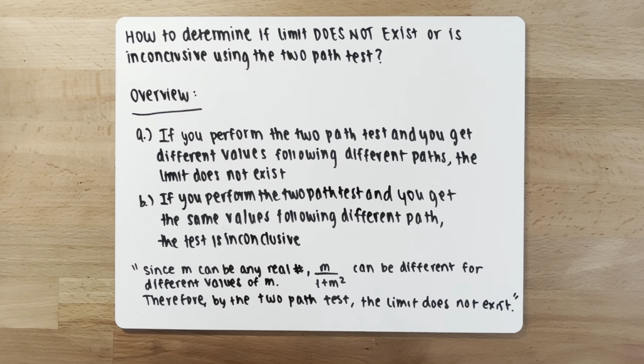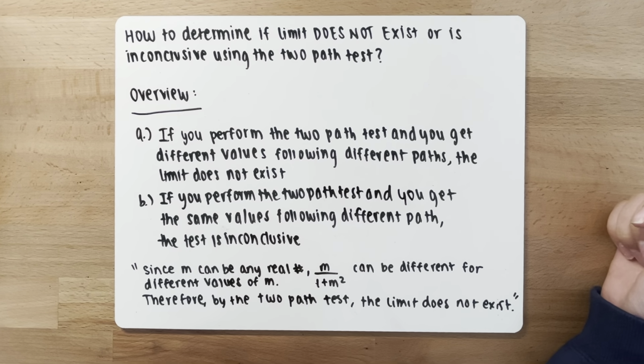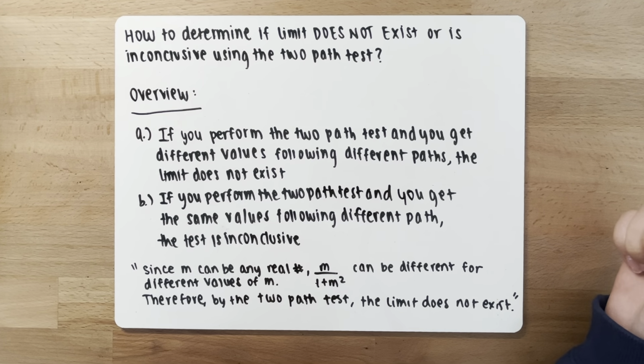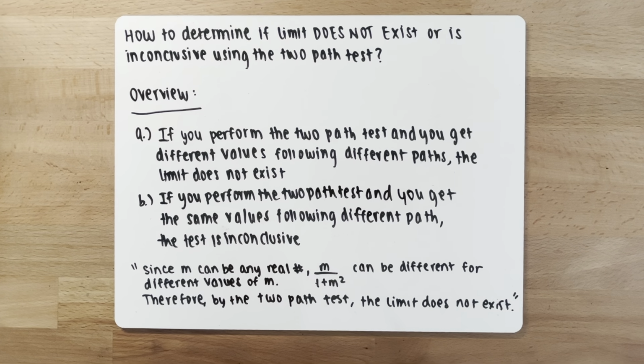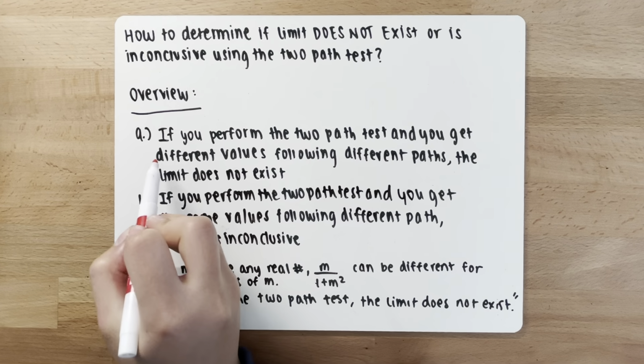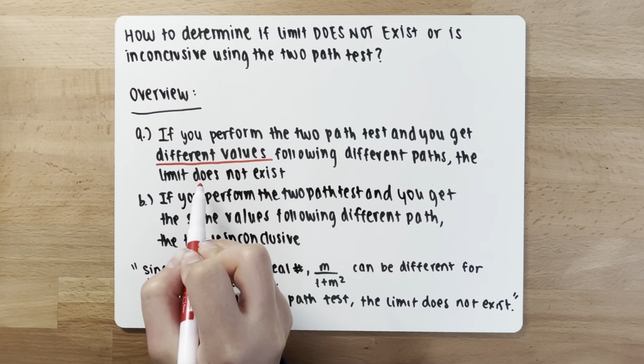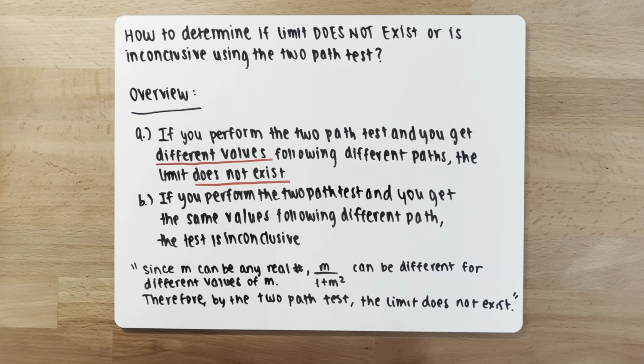How to determine if a limit does not exist or is inconclusive using the two-path test? Well, when you do the two-path test, if you perform it and you get different values following different paths, say path 1 you get 1/3 and then path 2 you get 5/4, the limit does not exist because those two values are different. So, with different values, the limit does not exist.